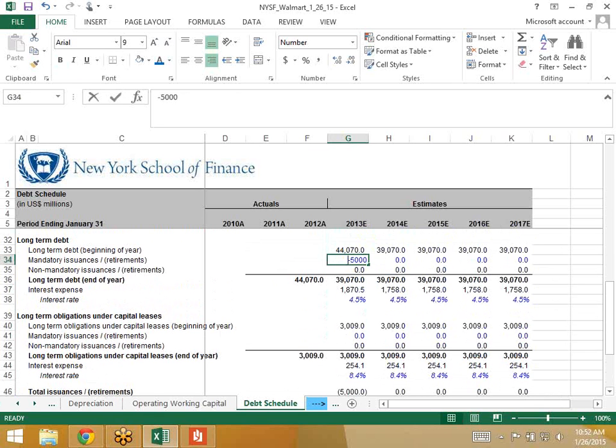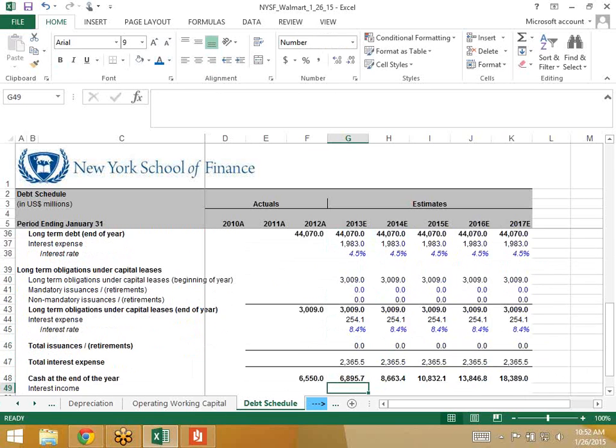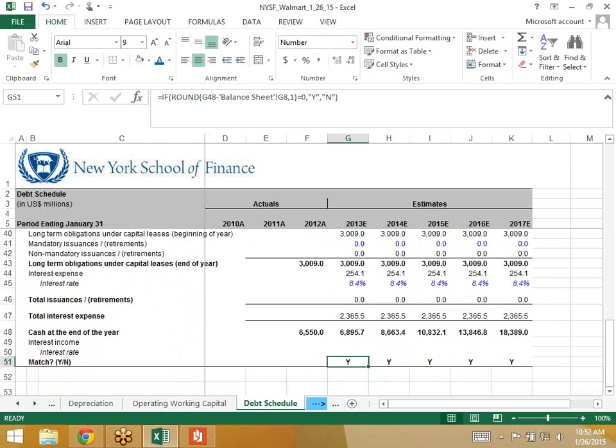So the model is done. The model is complete. If we zero out G34, it'll still match, right? We haven't dealt with issuances and paydowns yet. We'll deal with that tomorrow.